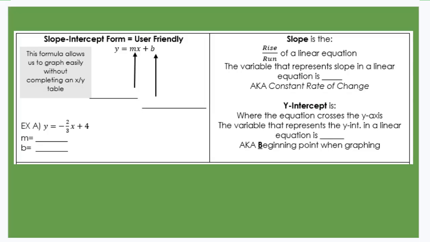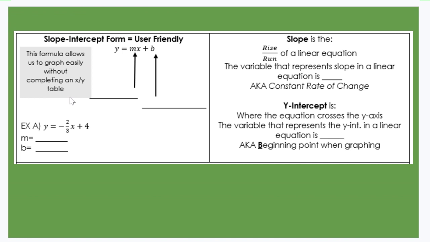Here are our notes, and we're going to start with some basic vocabulary. So this lesson is about learning slope, and the form that we are going to start with for writing slope is called slope-intercept form. As you can see here, it is our most user-friendly formula for linear equations. And we like slope-intercept form because it allows us to easily graph without having to make an X and Y table, because that's a lot of extra work.